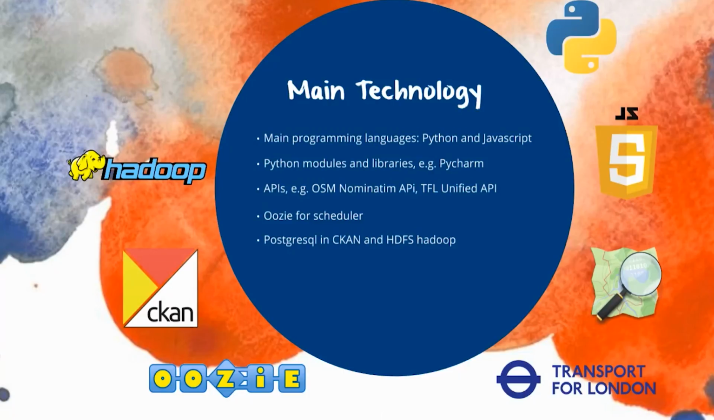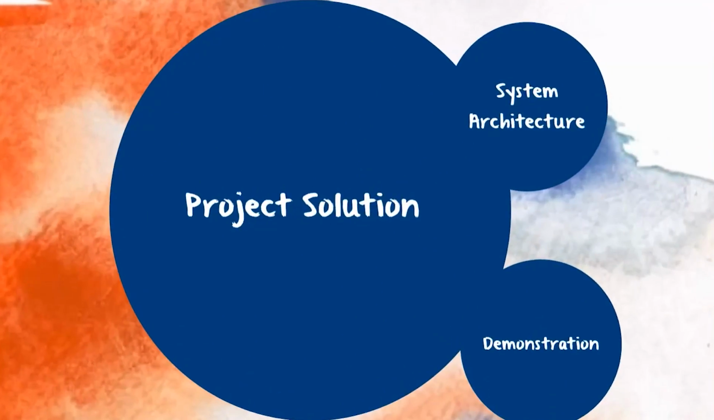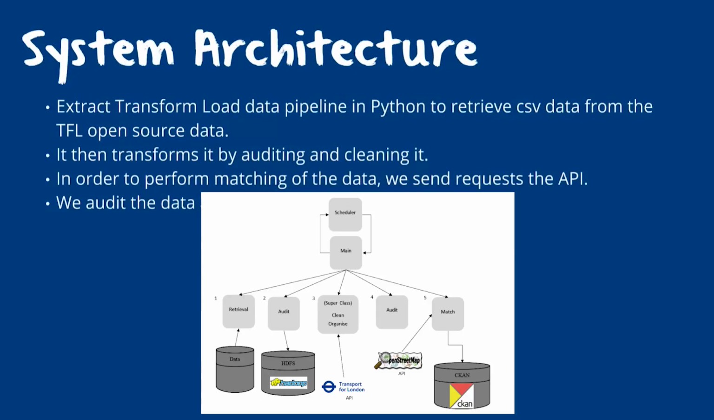OpenStreetMap tiles the renderer. OpenLayers was chosen as a means of visualization. Our project contains an ETL, extract, transform, load, data pipeline in Python, which retrieves CSV data from the TfL open source data. It then transforms it by auditing and cleaning it.